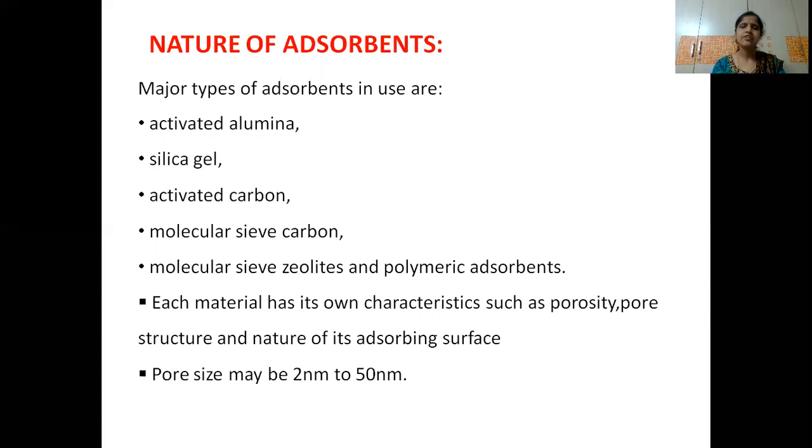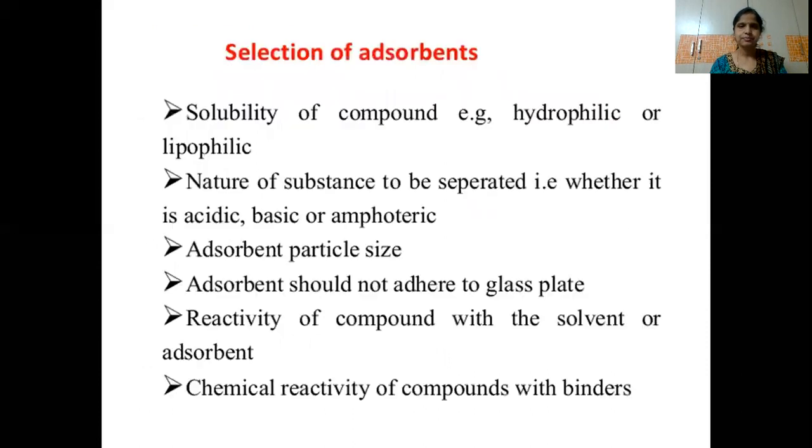These adsorbents have their own characteristic properties. That is, they will have their own porosity, that is, the pore size, pore structure, and the nature of the adsorbing surface, whether it is acidic, polar, or non-polar. Each of these adsorbents varies in its own properties. Generally the pore size may be from 2 nanometers to 50 nanometers. When the pore size is smaller, the separation will be very effective.